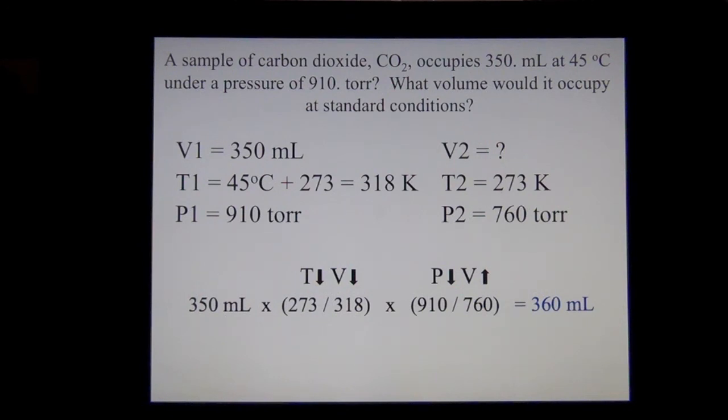So if you multiply our initial volume, the 350, by the temperature fraction and the appropriate pressure fraction, you're going to end up with the final volume based on these two changes, which is the 360 milliliters that you see in front of you. So you can solve this problem using the algebraic method or the fractional method you see in front of you.